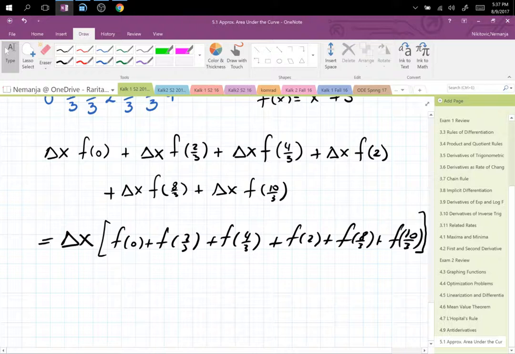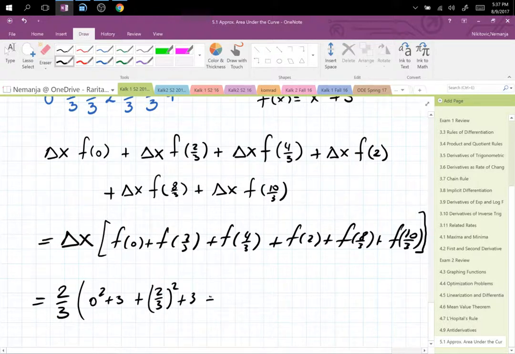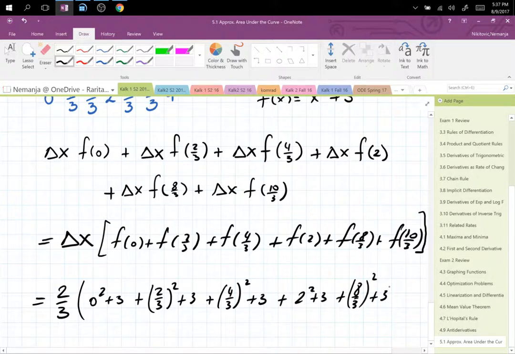Now we plug everything in. So delta x is 2/3. And then we do all of these calculations. We have 0 squared plus 3 plus 2/3 squared plus 3 plus 4/3 squared plus 3 plus 2 squared plus 3 plus 8/3 squared plus 3, and finally 10 over 3 squared plus 3.